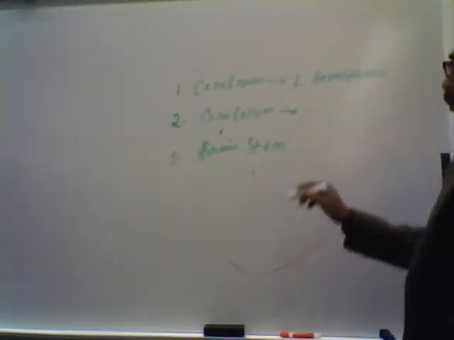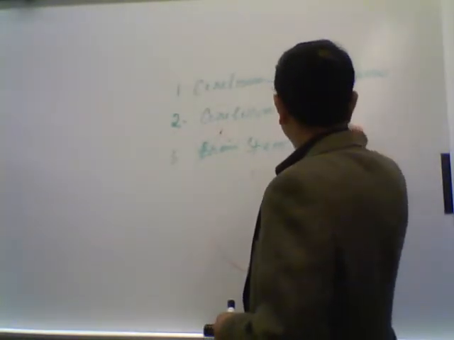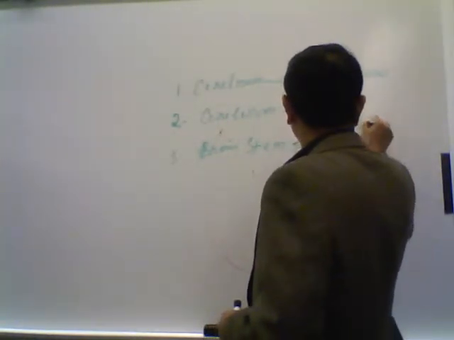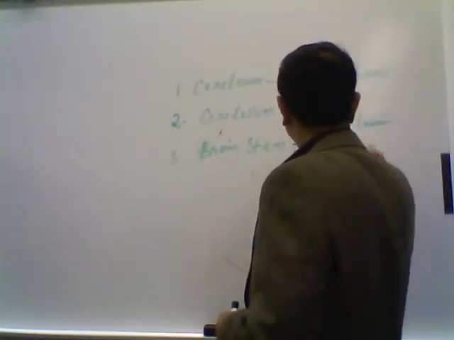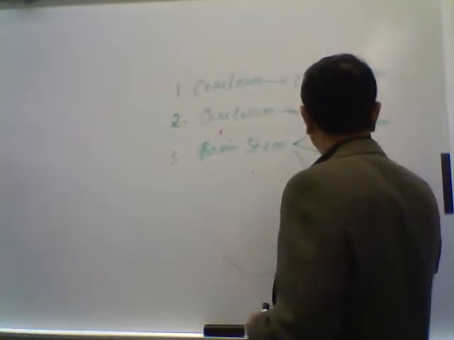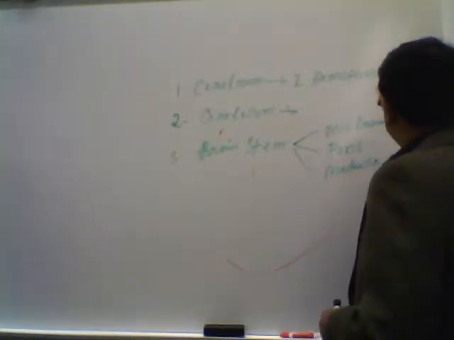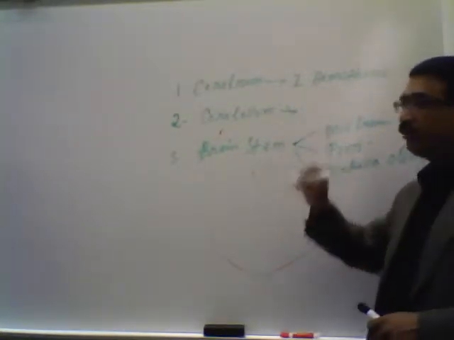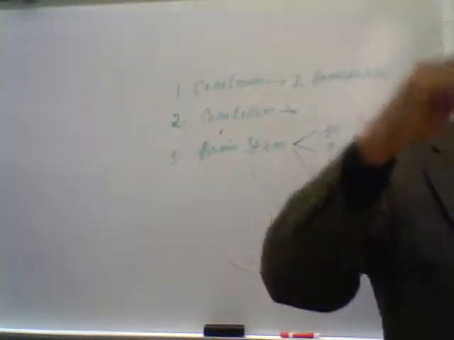Brainstem has three parts, three structures: midbrain, pons, and medulla oblongata. Okay, so those three structures together form the brainstem: midbrain, pons, and medulla oblongata.